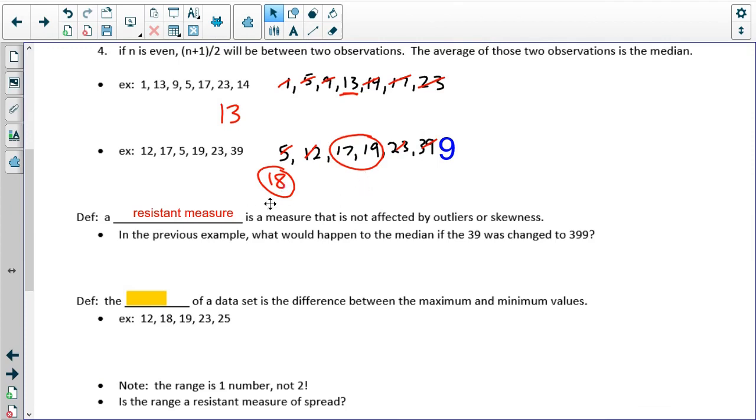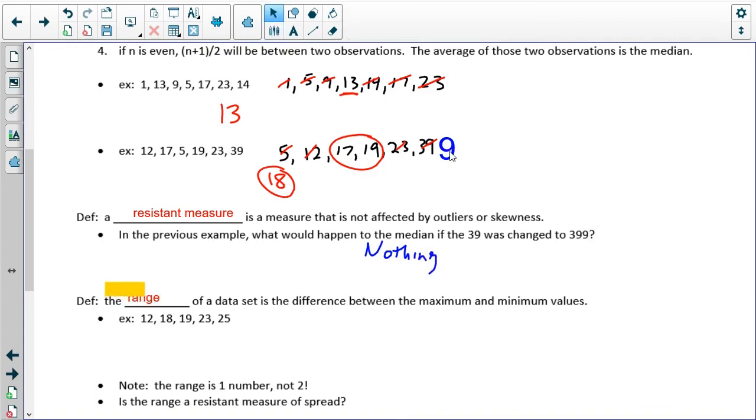So median is a resistant measure because this outlier, in a skewed data set that's going to pull the mean in the direction of the right, does not change the fact that the median is still 18. So having some sort of outlier does absolutely nothing in this case. That's basically what a resistant measure means. So nothing happens.